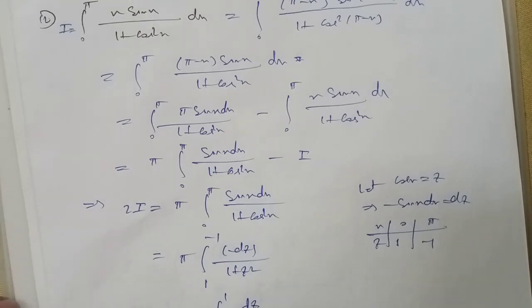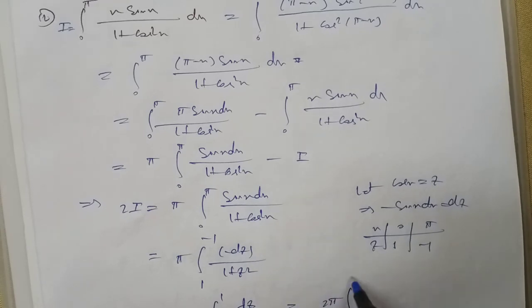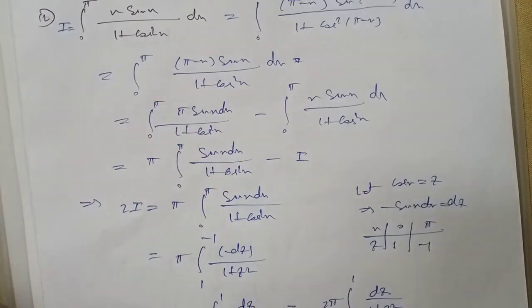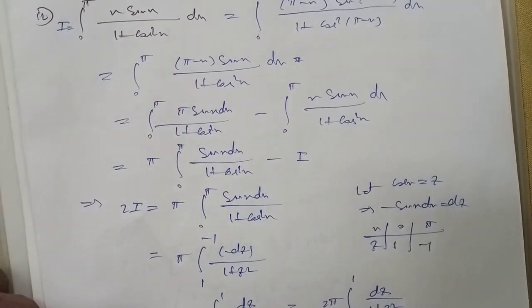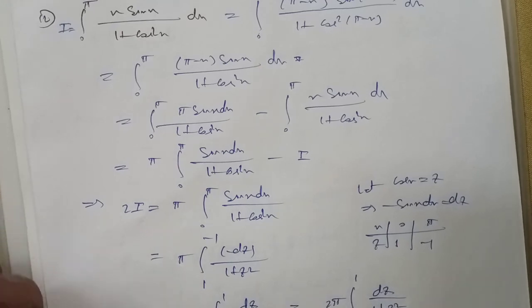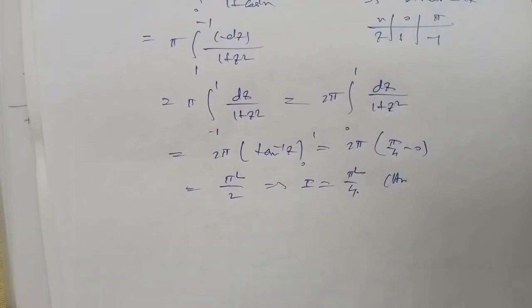Look, 1 by 1 plus z square is an even function. So we can write it this way, 2 pi integration 0 to 1 dz by 1 plus z square. Now we get 2 pi tan inverse of z, 0 to 1. So 2 pi, tan inverse of 1 is pi by 4, minus 0. So we get pi square by 2. This is 2I equals to. So ultimately I becomes pi square by 4. This is your answer. Pi square by 4. Okay.